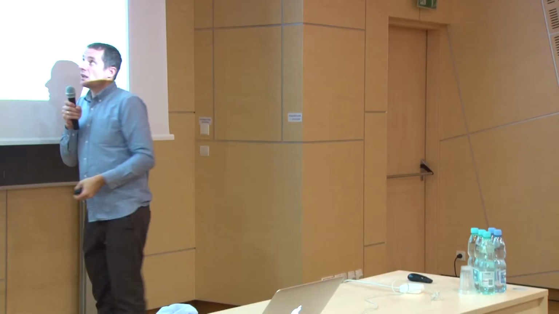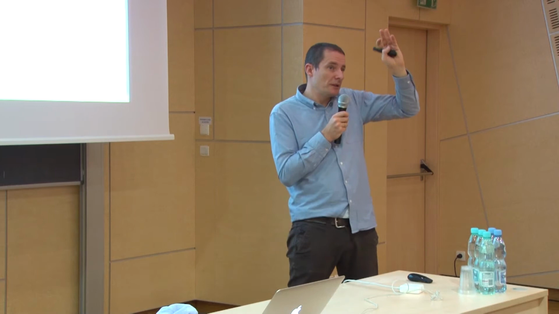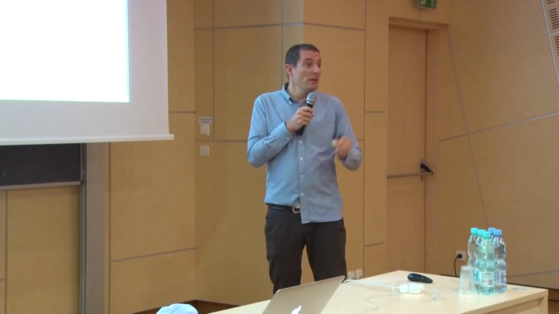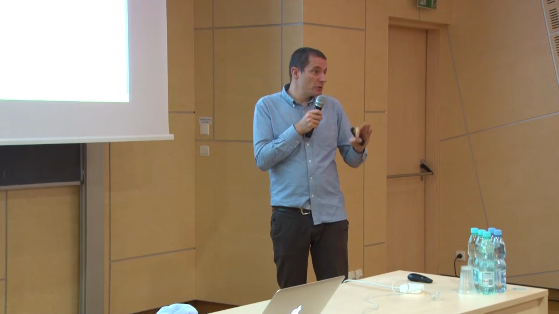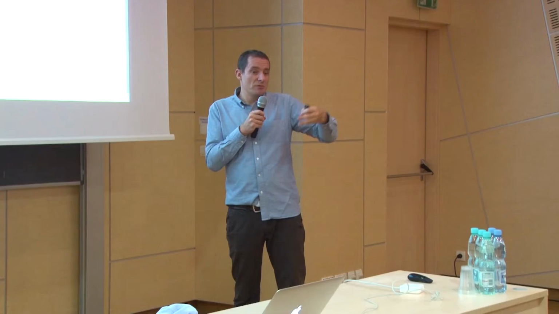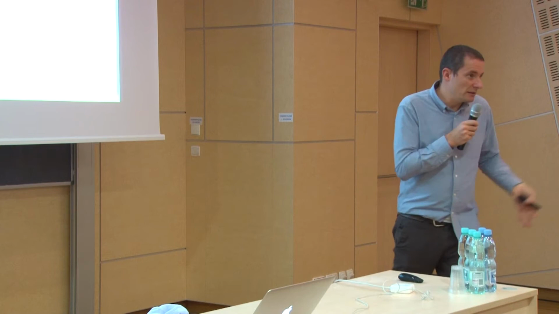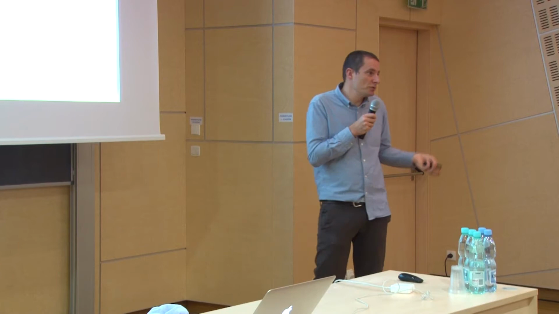And so you play, say, five rounds, and if at the end of the five rounds, duplicator managed to keep this being true all the time, then duplicator wins. Otherwise, spoiler wins. So in particular, it could be the case that already after three rounds, something is broken, and then duplicator could give up straight away because he's going to lose anyway. So you could imagine the game being prematurely terminated. But you can also just wait until the end. You're doomed, but you just play on.